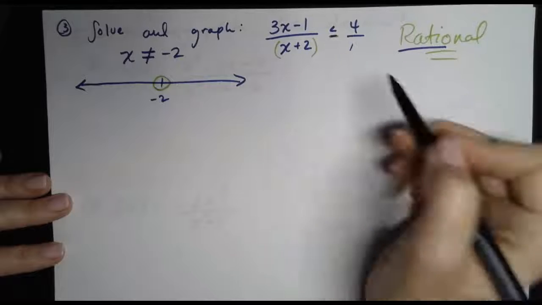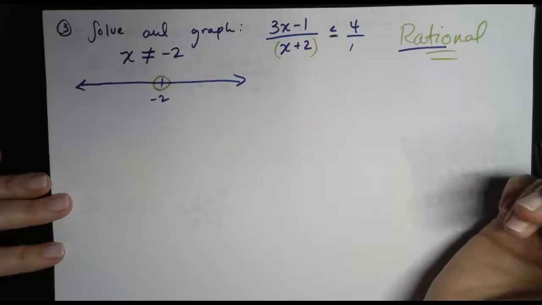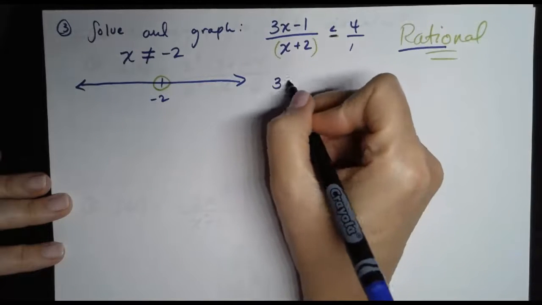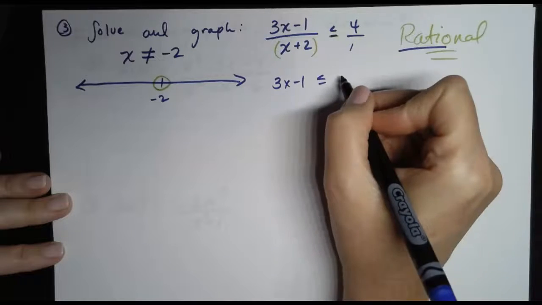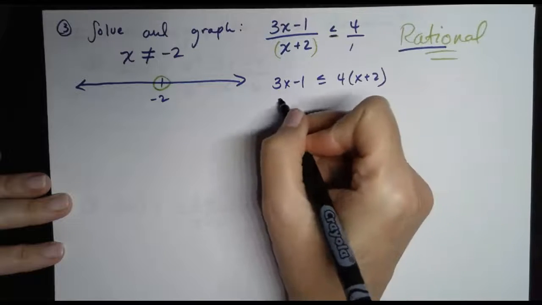Next, let's cross multiply and solve this inequality. So 3x minus 1 is less than or equal to 4 times x plus 2.